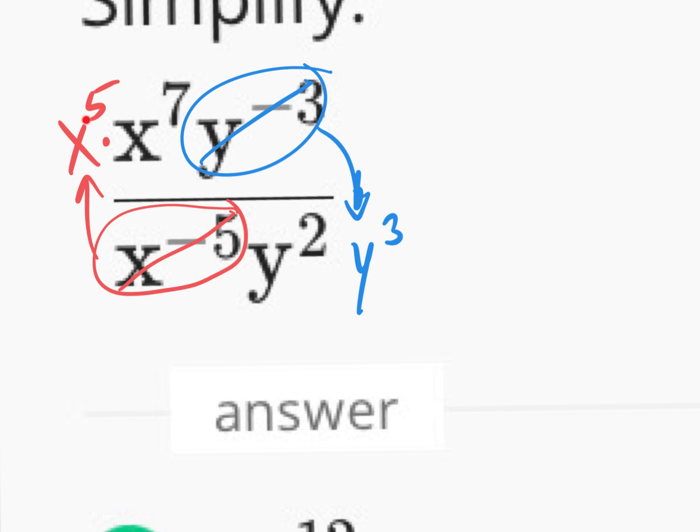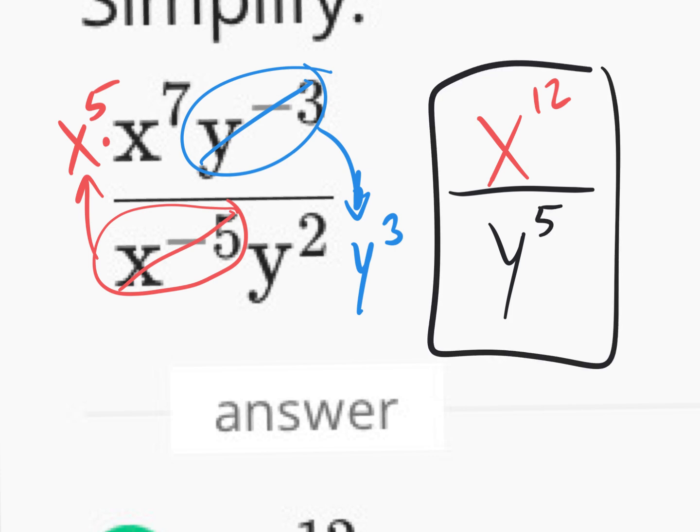I have x to the 5th times x to the 7th, and that's rule 1 of exponents, where you add the exponents. So x to the 5th times x to the 7th is x to the 12th, not x to the 35th. You don't really multiply them. If you're multiplying, you really add exponents. 5 plus 7 is 12. And on the bottom, we have y to the 2 plus 3, that is 5. So we have y to the 5th down here. So there's your answer, x to the 12th over y to the 5th.